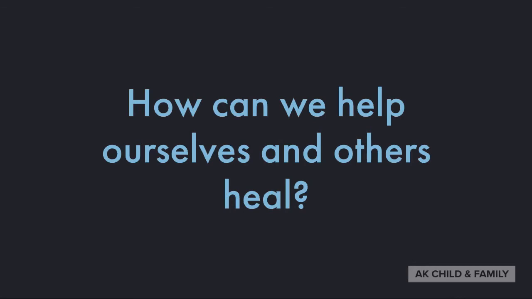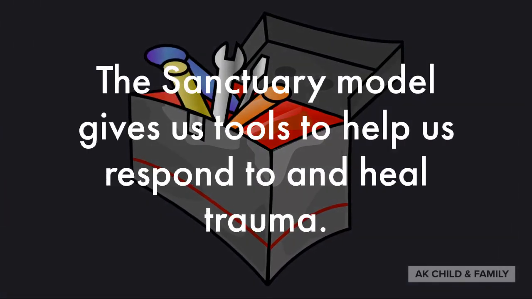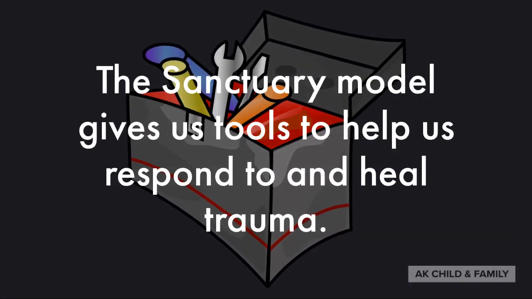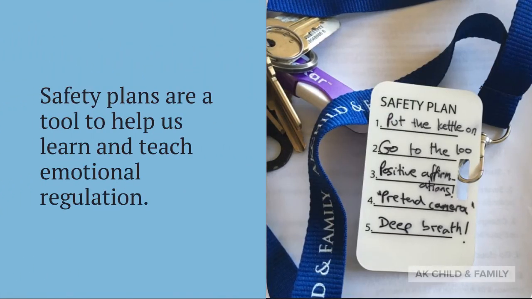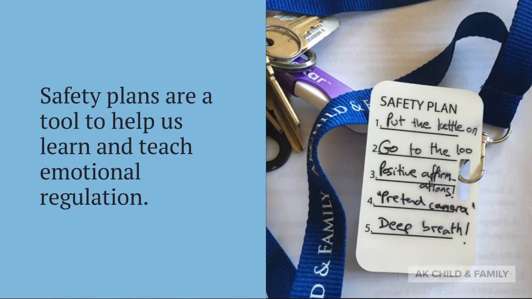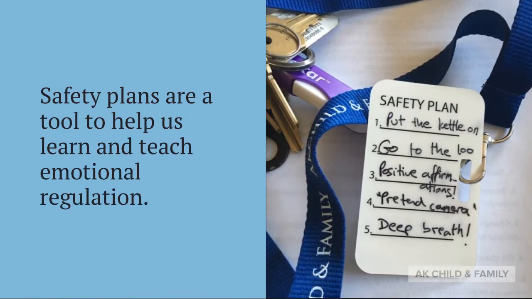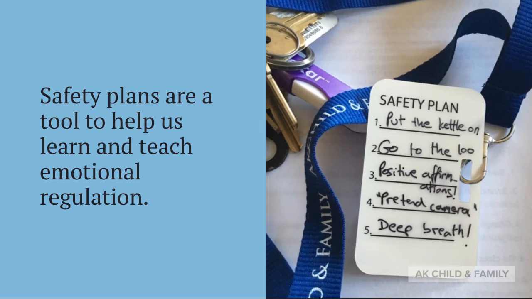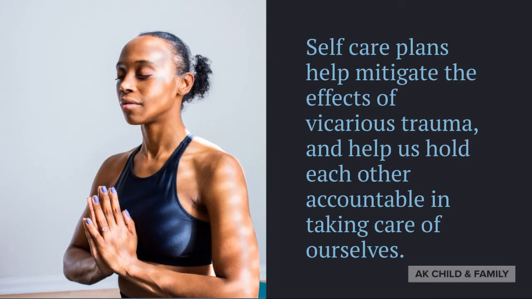How can we help ourselves and others heal? The sanctuary model gives us tools to help us respond to and heal trauma. Safety plans help us learn and teach emotional regulation skills. They also help us role model how to use these skills in action to the people around us. Self-care plans help mitigate the effects of vicarious trauma and help hold each other accountable for taking care of ourselves.